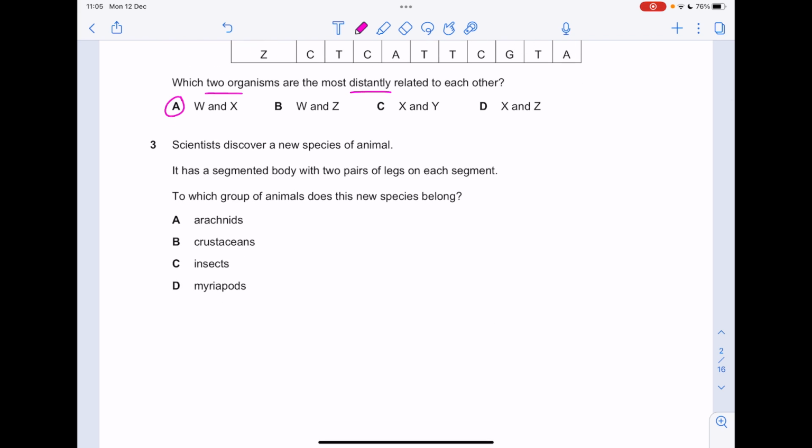Scientists discover a new species of animal. It has a segmented body with 2 pairs of legs on each segment. So lots and lots of legs. To which group of animals does this new species belong? So arachnids are things like spiders, crustaceans like lobsters, insects. Gosh, there's so many to pick from with that. The myriapods are the ones which contain the centipedes and millipedes, which have tons and tons of legs. So it's actually D, myriapods.